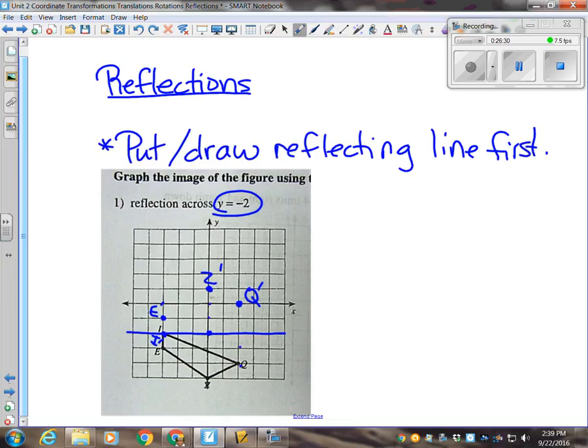So now if I sketch my picture, I believe that I have something that comes pretty close to being a reflection across the line y equals -2, such that if I folded my paper across that green line, the top half and the bottom half should match pretty good. So that's how you need to approach doing your reflections for today.